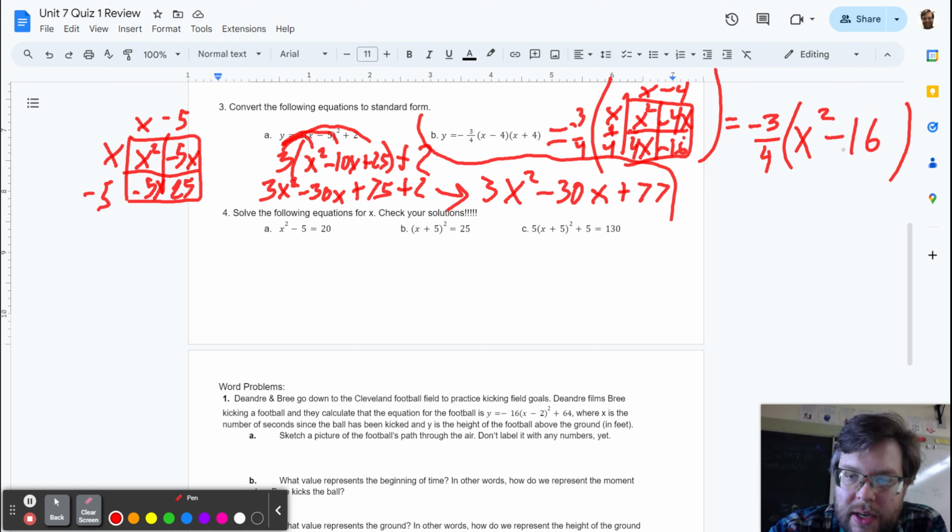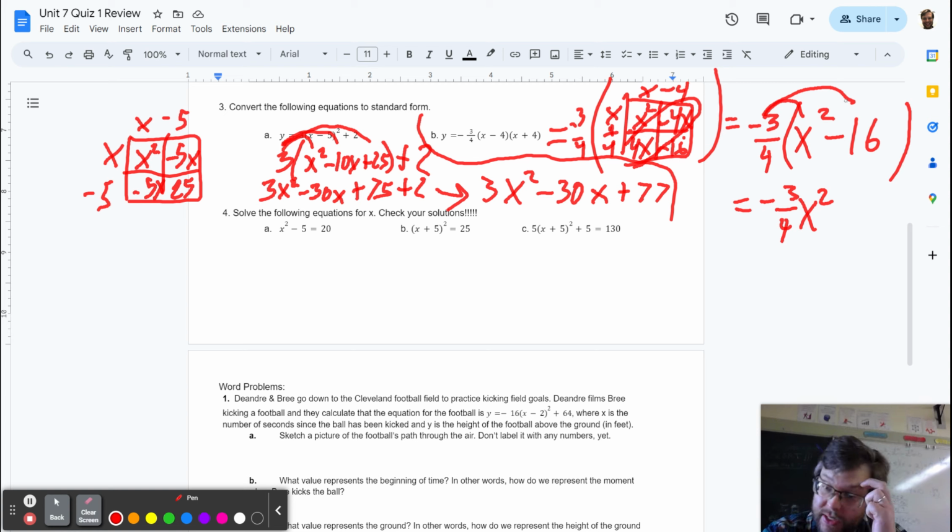I wrote down x squared minus 16 because 4x and negative 4x add up to make 0, so I don't need to write it down. Remember that standard form is my goal, and standard form means there's no parentheses. So I'm distributing negative 3/4 times x squared, negative 3/4 times negative 16. Two negatives make a positive. 3/4 of 16 is 12. And that's your standard form.